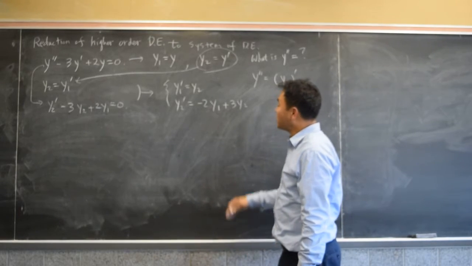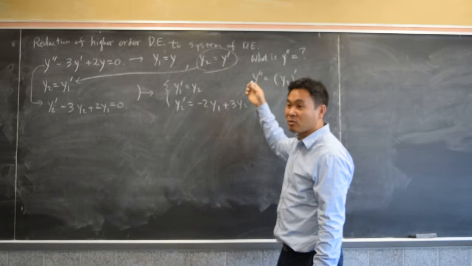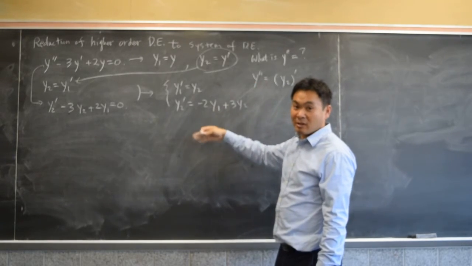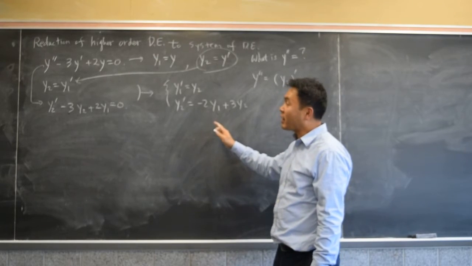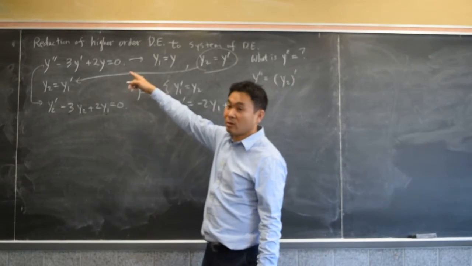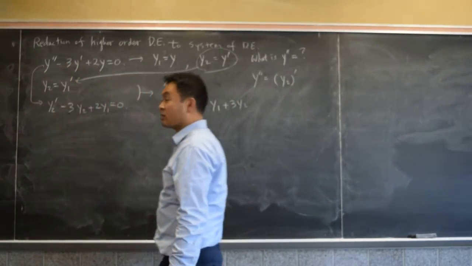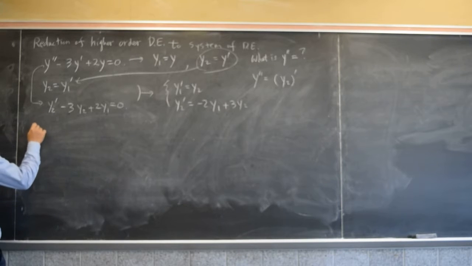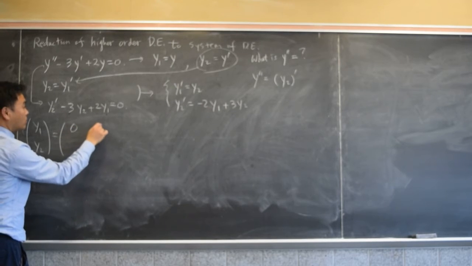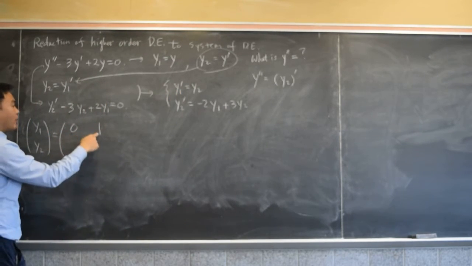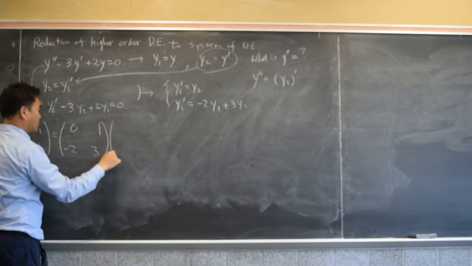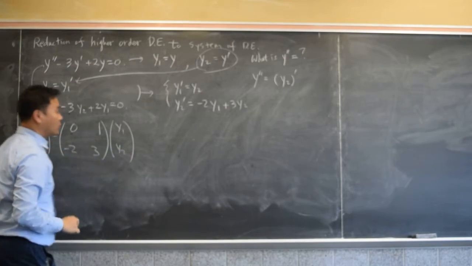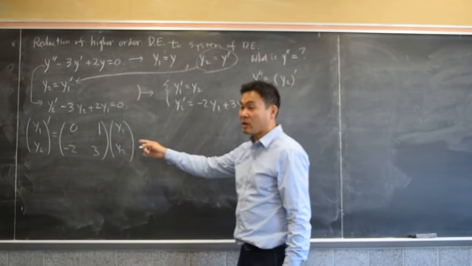Now, one fun thing to do at this point is to actually solve this differential equation using the eigenvalues and eigenvectors, and compare that with the solution that we get from the original one. Try this. So let's try it. What is that in the matrix form? The 0, 1, because this is 0 times y1, you put 0, 1, negative 2, 3, times y1, y2. That's the differential equation in matrix form.